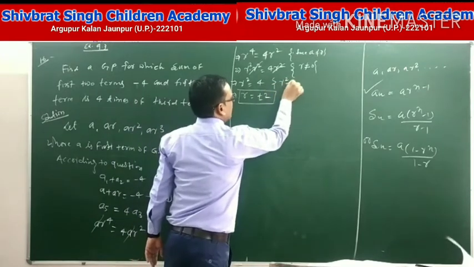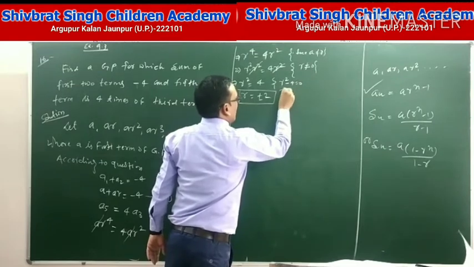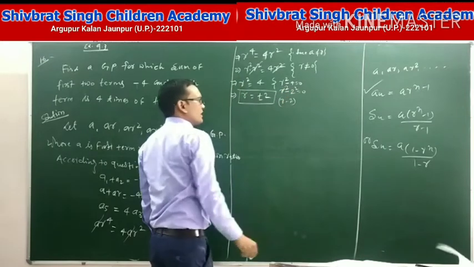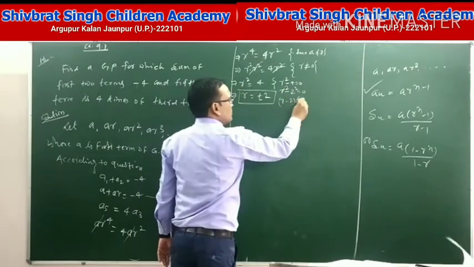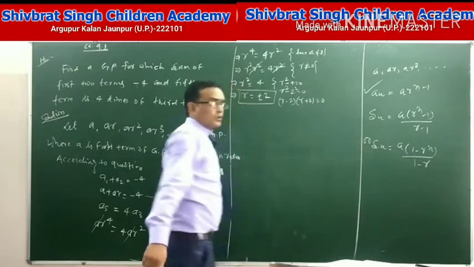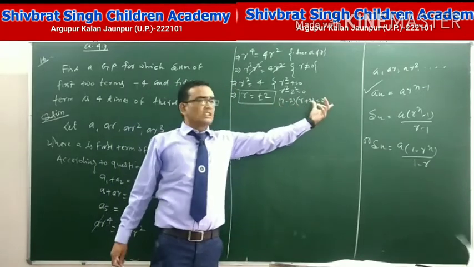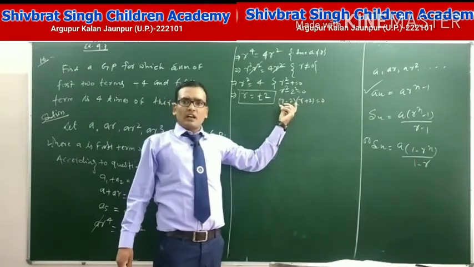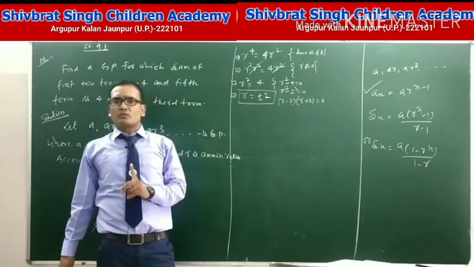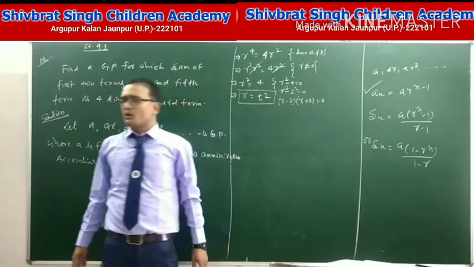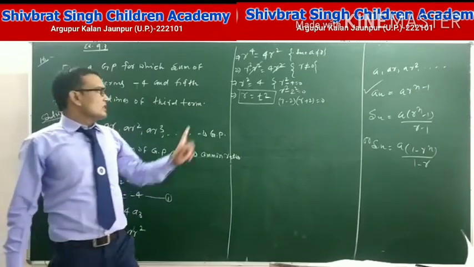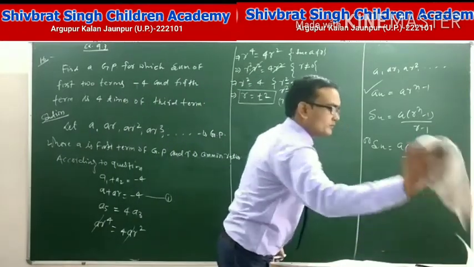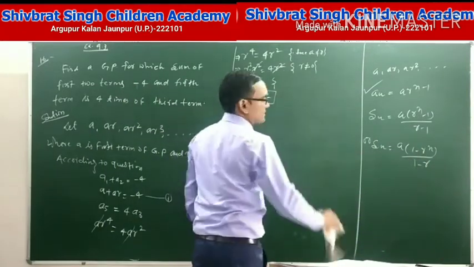Here r square minus 4 equal to 0. r square minus 2 square equal to 0. Using a square minus b square equal to (a minus b) into (a plus b), we get (r minus 2) into (r plus 2) equal to 0. If the product of two numbers is 0, then one of them is 0. If r minus 2 is 0, then the value of r equal to 2. If r plus 2 equal to 0, then the value of r equal to minus 2. Then this gives the value of r equal to plus minus 2.